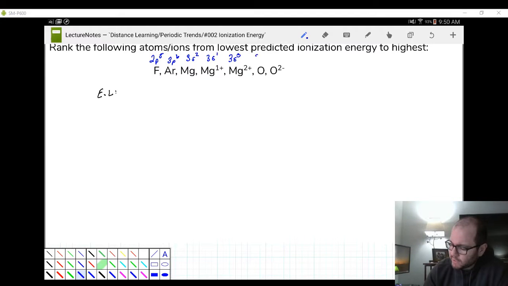Oxygen ends in 2p4, and oxygen 2- would have 2 more electrons than that previous one, brings it up to 2p6. So in terms of energy levels, I see that fluorine has 2, argon is 3, magnesium 3, magnesium 1+ 3, magnesium 2+ is 2, 2 for oxygen, and 2 for oxygen 2-.